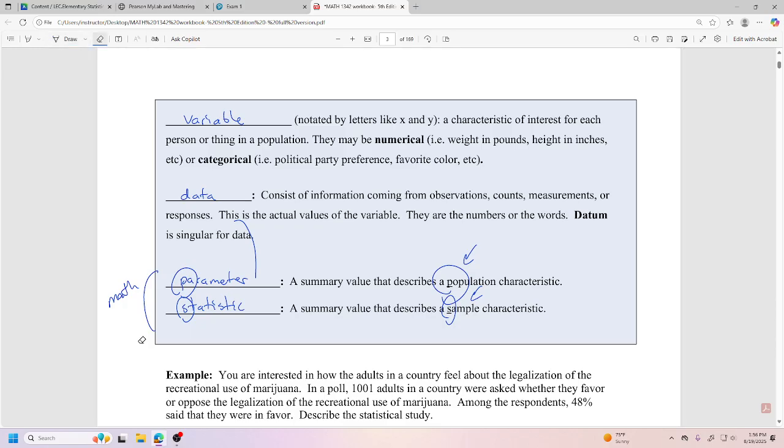Parameter, I have to erase that thing now. Parameter, population, sample, statistic. Cool? Okay, cool. So again, we're really just asking, is it the population that we're talking about, or is it a sample that we're talking about? This other stuff is just the math of that.